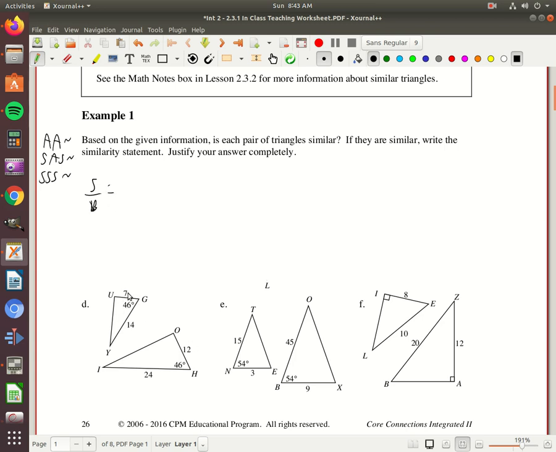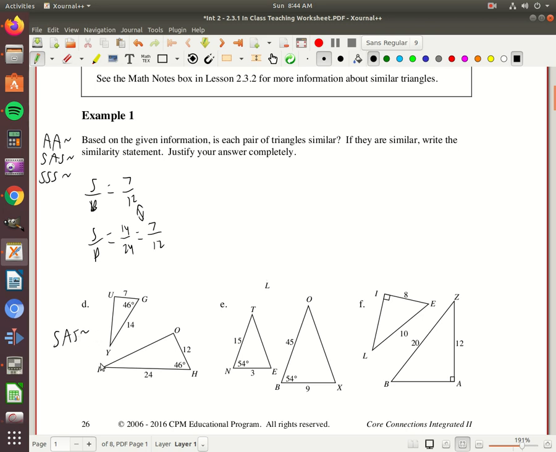So 7 would go with 12 in the same way that 14 would have to go with 24. Well, think about it. If I simplify 14 over 24, 2 goes into 14 7 times and 2 goes into 24 12 times. That definitely looks like I have the same ratio, right? So I would say, yeah, on this one, I'm going to have side, angle, side similarity.